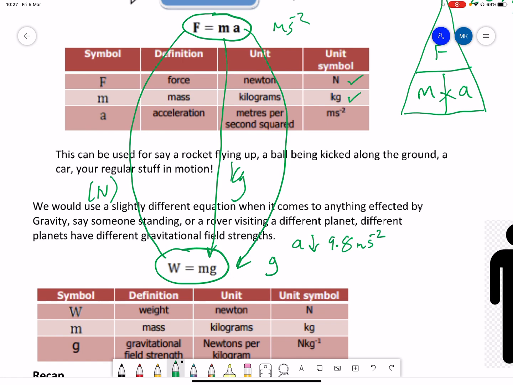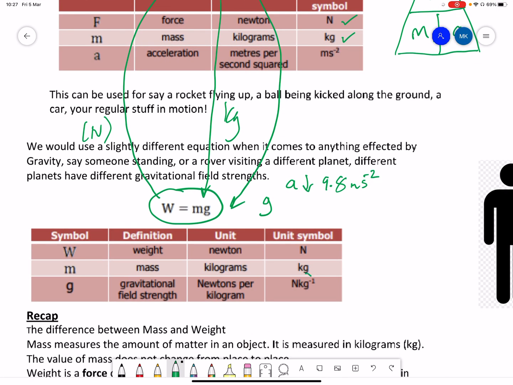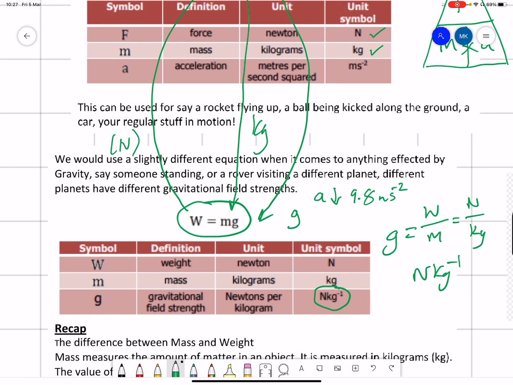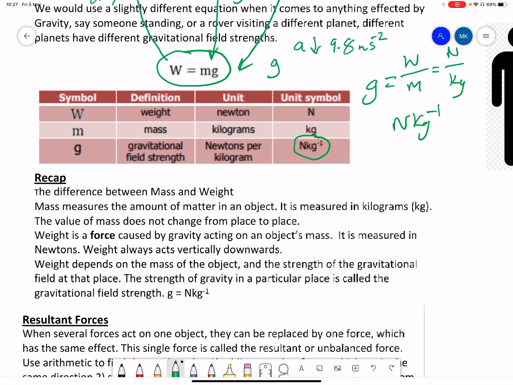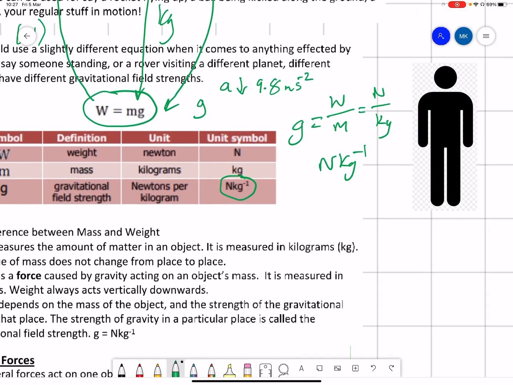But another unit for gravity is newton per kilogram, because gravity equals weight over mass, which is newton over kilogram, so it's newton per kilogram. I hope that makes sense. So there's a lot of similarities between those two equations. I just wanted to recap the difference between mass and weight before we go on.